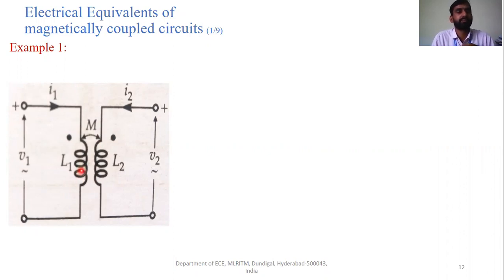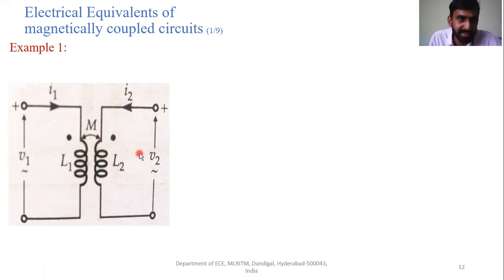So coming to the dot convention, the first point is the current enters through the dot. If both the currents enter through the dot, the mutual inductance is going to be positive. If one current is entering and the other current is leaving the dot, or vice versa, then we can say that the mutual inductance is going to be negative. In this circuit, the current I1 is entering the dot and I2 is also entering the dot.